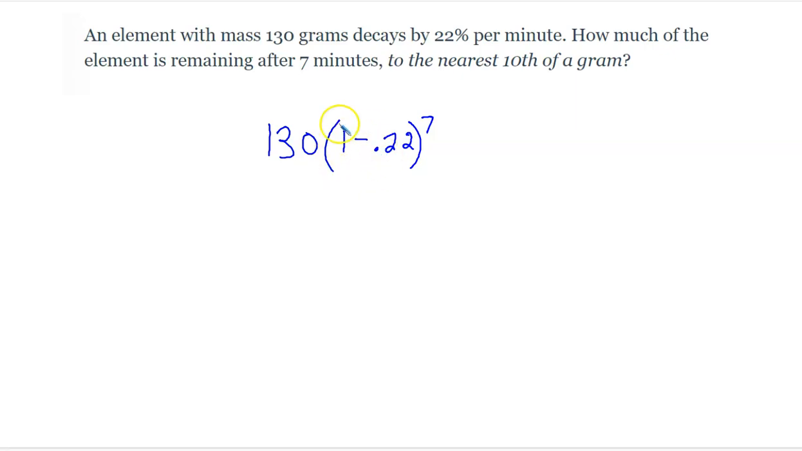So realize when things are going up, you're adding. When things are going down, you're subtracting. So anything like decay, decreasing value, depreciation, anything with that DE prefix, usually going to be subtraction here.